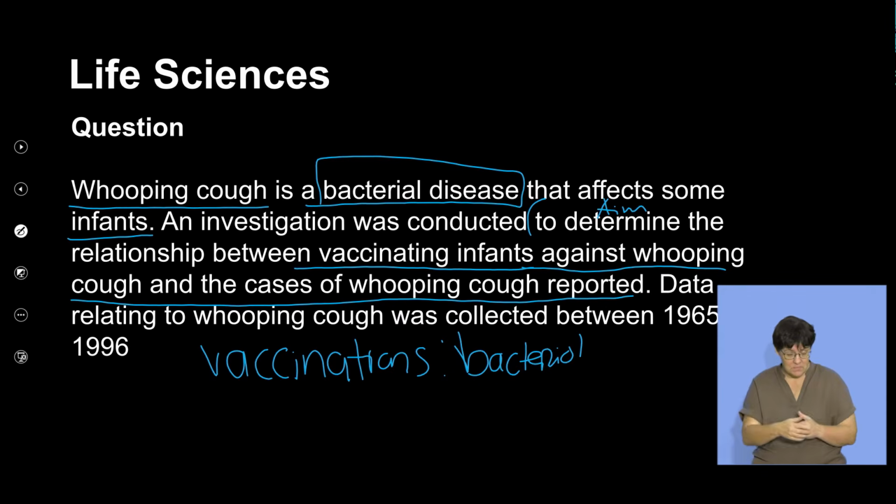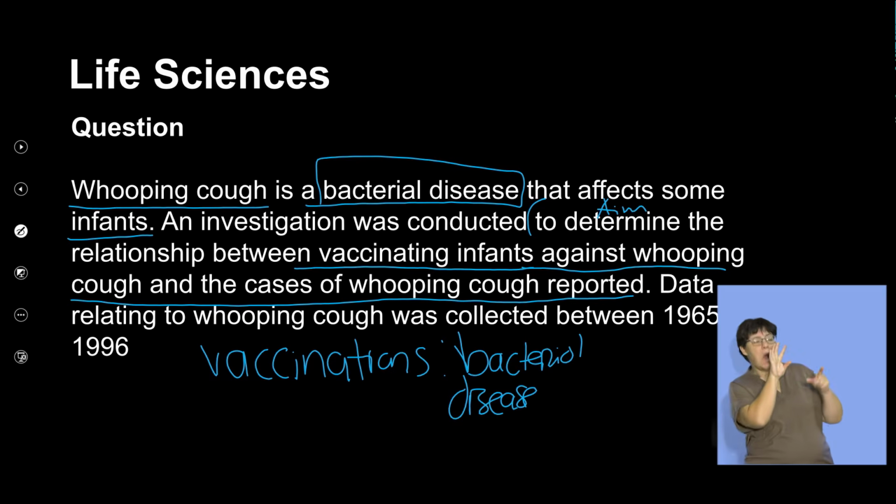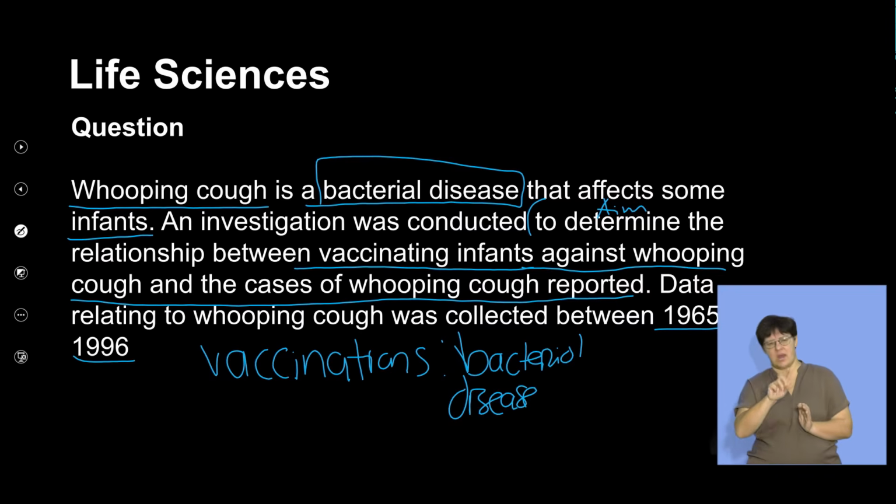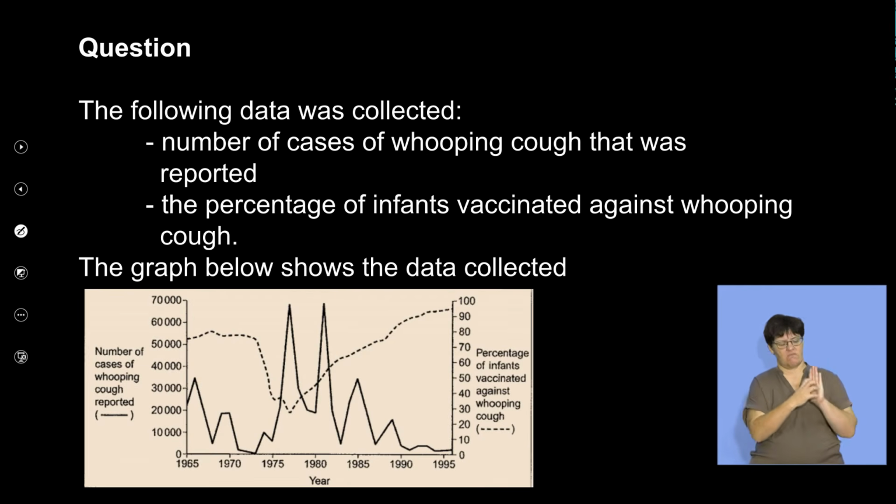Now, when we looked at the functions, remember we said a vaccination is there to help our body cope when we get a disease, so that we might not get it in such a serious way than if we didn't have the vaccines. Okay, so now the data was collected a long time ago, between 1965 and 1996. That's fine. We just need to be able to read from a graph.